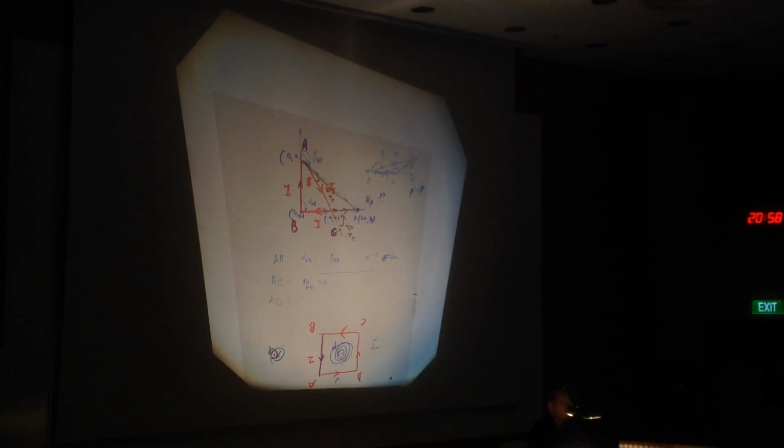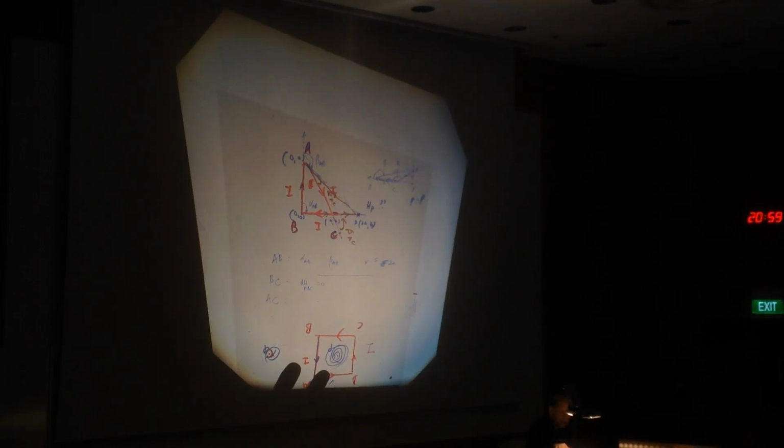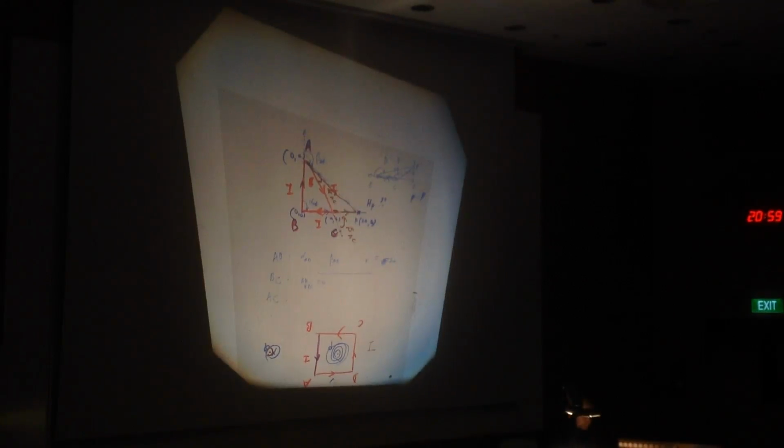This one is a harder problem. Simpler problem is in the tutorial, just to test whether you can understand how to find the angle. So we shall stop here and continue the next one.